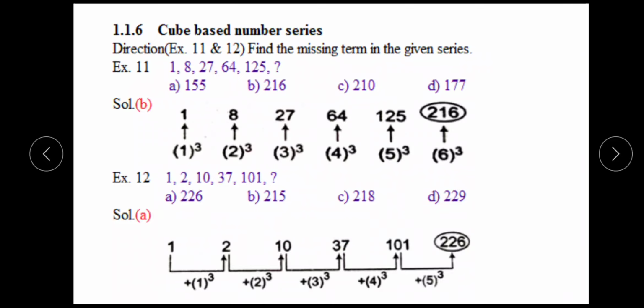The gap between the third and fourth term is 27, which is the cube of 3. The gap between the fourth and fifth term is 64, which is the cube of 4. It means to the fifth term we will add the cube of 5, which is 125. 101 plus 125 is equal to 226.